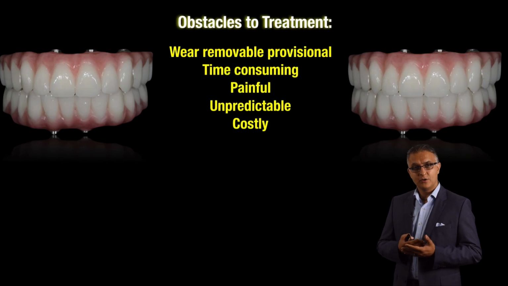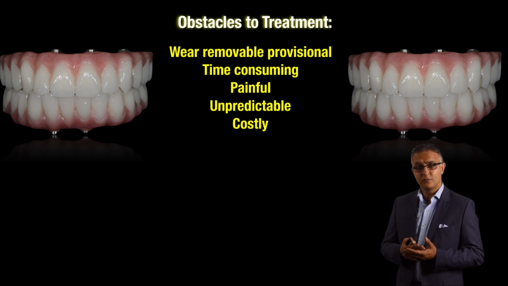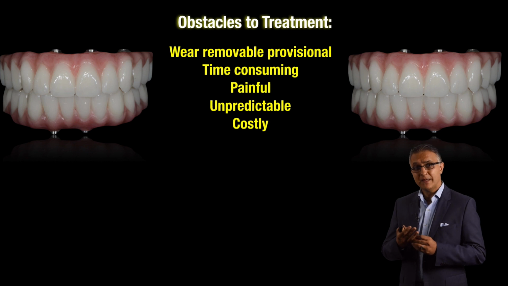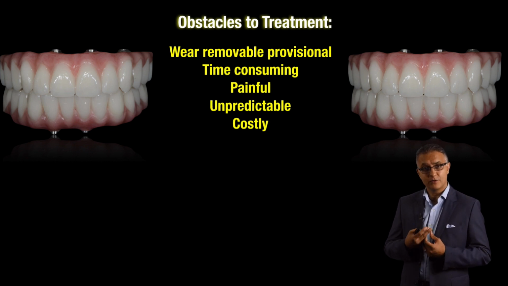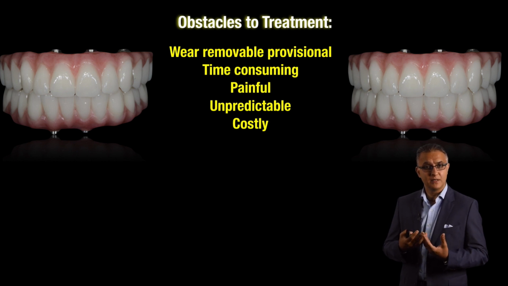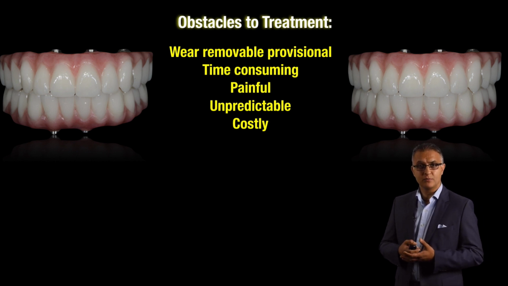Now, I've shared with you the numbers that are out there, and some of you may be wondering, how come our offices are not brimming with these patients? What are the obstacles to treatment? Why don't these patients come to your office and you have a long line outside your practice? The obstacles to treatment are that patients are afraid of wearing a removable provisional. As I said, there are patients who are edentulous, but there are also patients who are dentate with a terminal dentition. Their biggest concern is wearing something which comes in and out of their mouth. Patients think it's time-consuming. Patients believe that it's painful and unpredictable. And lastly, patients think that it's very costly, so they avoid going to the dentist for this particular treatment approach.